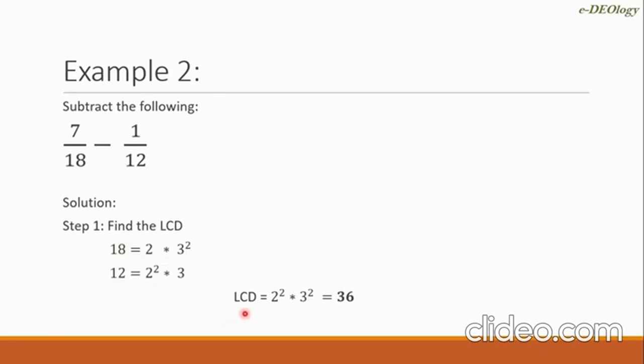And then for the LCD, we list all the factors. For the common factors, we're going to write that factor with the highest power. So for number 2, 2 square is the highest. I will copy here 2 square. For number 3, 3 square is the highest power, so I'll copy the highest power, 3 square. And then we simplify this. This 2 square is 4, this 3 square is 9. We multiply 4 by 9 equals 36.